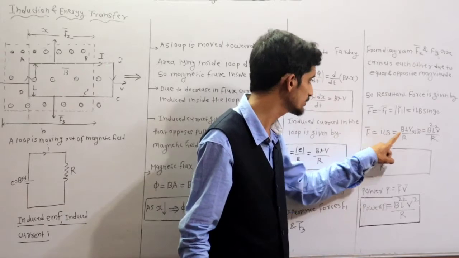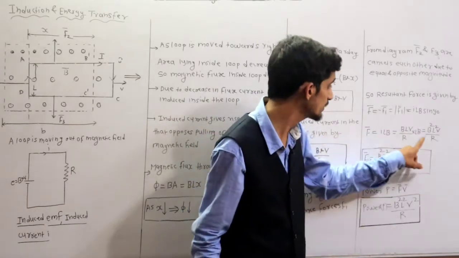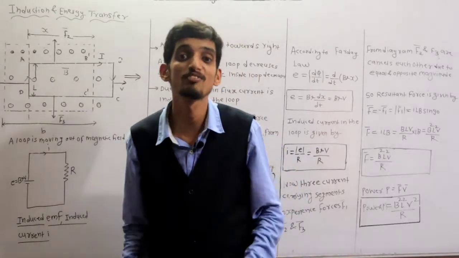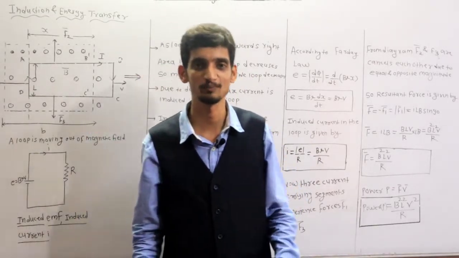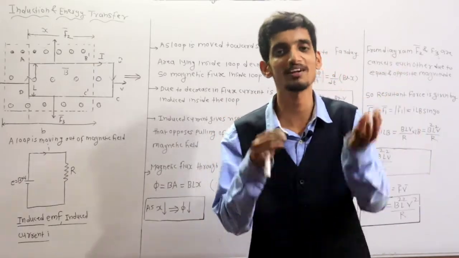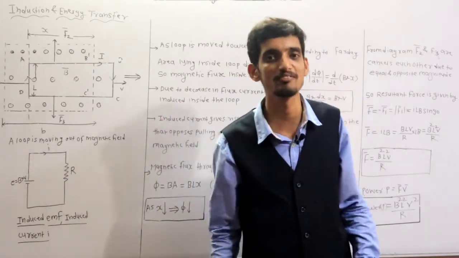I substituted here, so it is BLV by R into LB, which is actually B square L square V by R. This is actually the force experienced by the conductor, F is equal to ILB sin theta. It is a generalized force whenever a current carrying conductor is placed in a magnetic field.